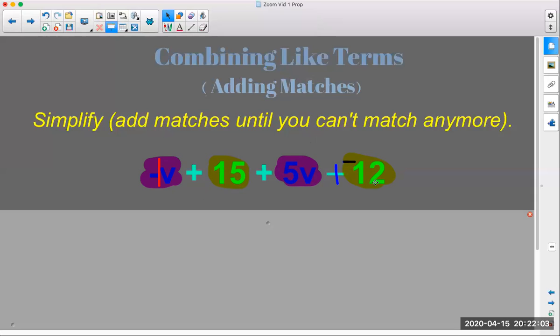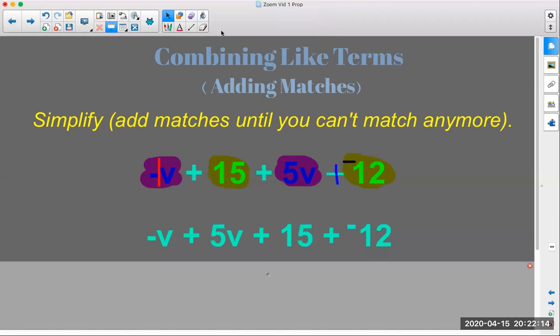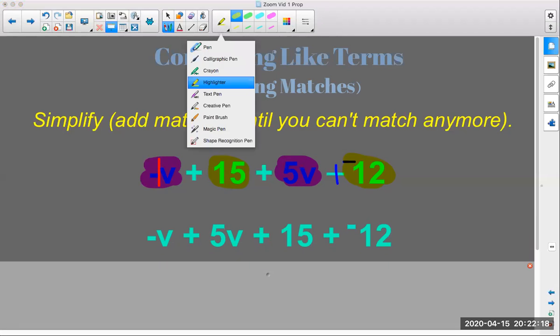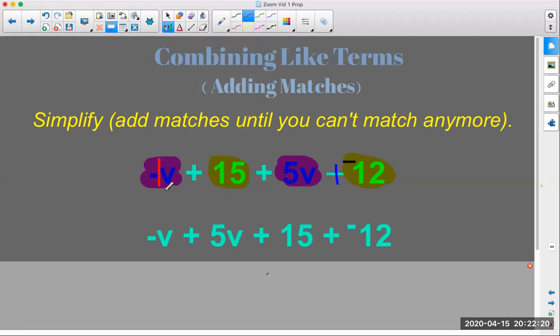They all have this weird, funky greenish color. And we have all the V's. They're in this purplish color. Now we're going to write them side by side so it's easier to see. There they go. I'm going to stick that invisible negative 1 there. I'm going to make it visible. Okay, so now that we have our matches put together, we can add them.